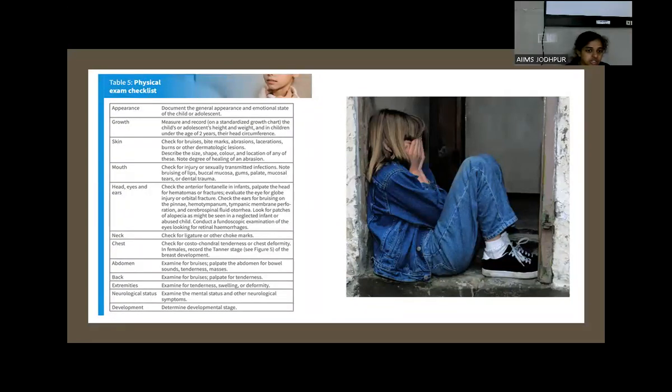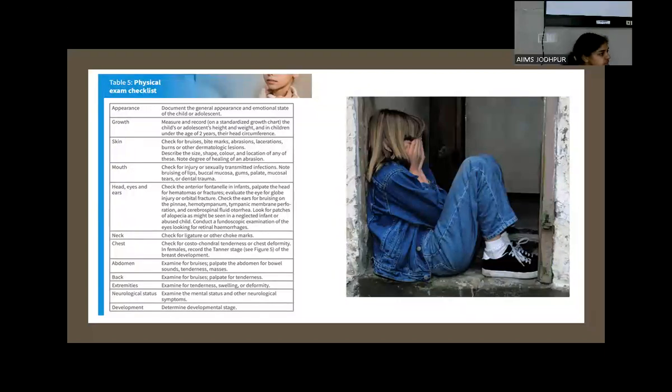The skin should be examined for any bruises, bite marks, abrasions, lacerations, and they should all be described. The oral cavity should be looked at for any injury or suspected infection, any bruising or dental trauma. The fontanelle of the infant should be checked, and the head palpated for any fracture or hematoma, and eye injury should be looked out for, even bruising in the ears as well. Patches of alopecia are also suspicious in a neglected infant or an abused child, and retinal hemorrhage should be ruled out by fundoscopy examination.